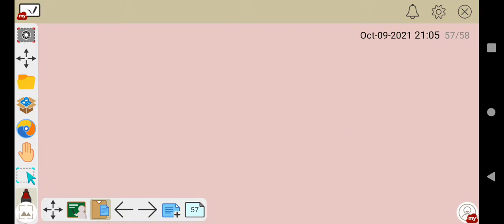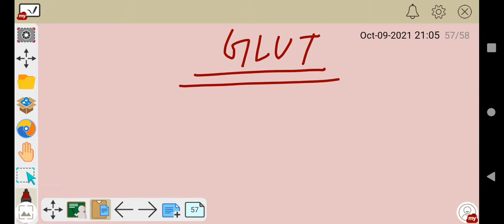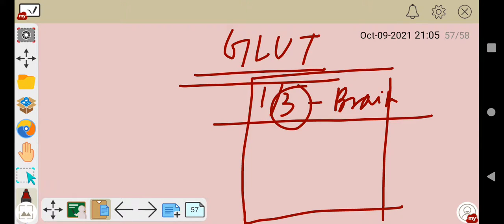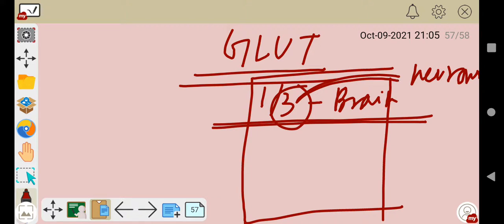Okay? So next, now we'll talk about glucose transporters, right? This is important, guys. So see, GLUT 1 and 3 both are present in brain, but 3 is in the neurons of the brain. A simple word here and there changes everything. The answer will be completely changing. So be careful. 1 and 3 present in brain, but 3 is present in the neurons.